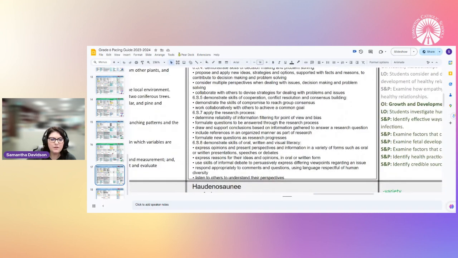If we're working on this through that research process, there are some great resources available for you that I've linked at the bottom here. If we want our students to draw and support conclusions based on a variety of forms, such as primary sources, secondary sources, images, quotes, and perspective, there are lots of resources for that.